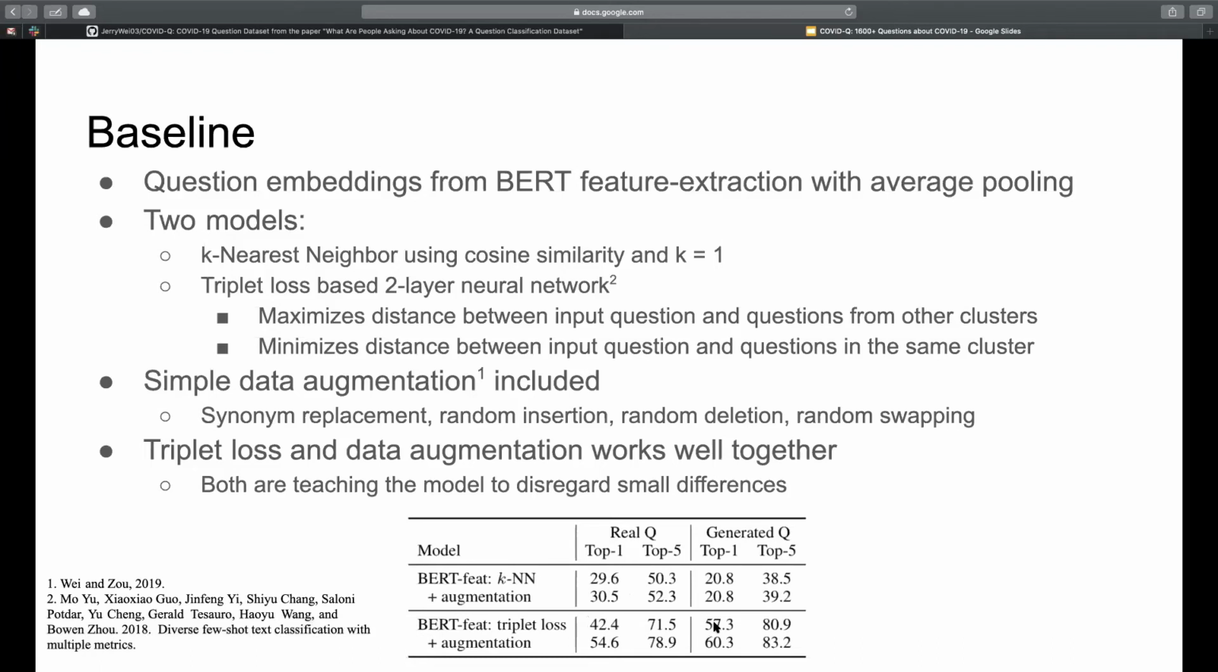We theorize that this combination of triplet loss and data augmentation works well together because they're both trying to teach the model to disregard small differences. In triplet loss, the nature of the network is to minimize the distance between an input question and questions in the same cluster. So it's essentially minimizing the distance between a question and similar questions. For data augmentation, given a question, it generates questions that are slightly different but would have the same annotation, which is again teaching the model to disregard small differences. And we theorize that because both of these methods are essentially trying to disregard small differences, this explains why this combination saw so much improvement.